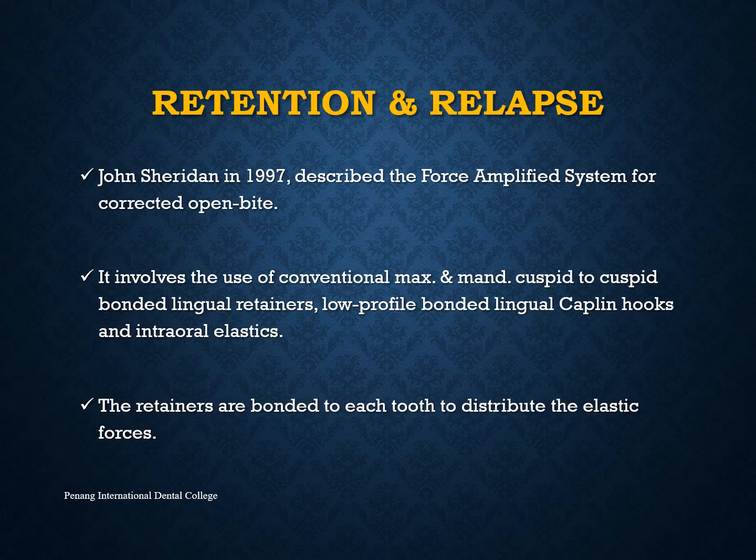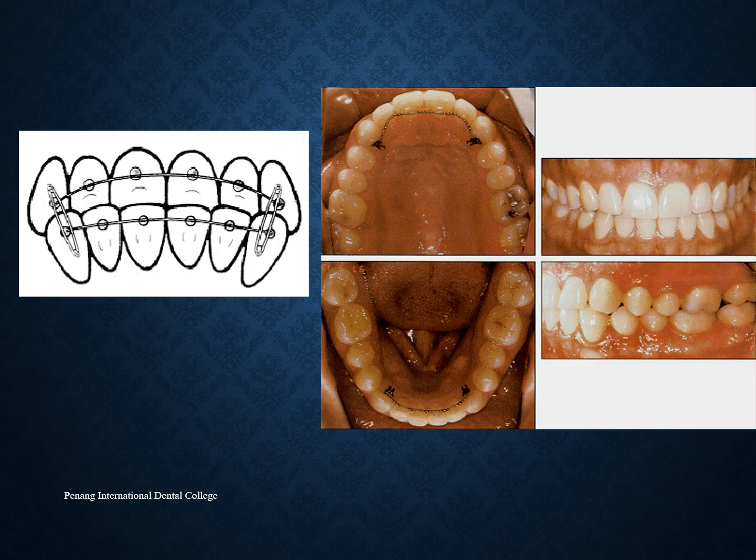Retention and relapse. There is one also important thing that you need to know. It involves the use of cuspid to cuspid lingual bonded retainers, yes, with Kobayashi hooks and intraoral elastics if needed, if the case is a worst case scenario, right? Something like this. As you can see, a lingual bonded retainer is placed.